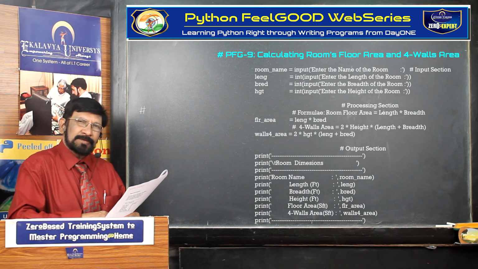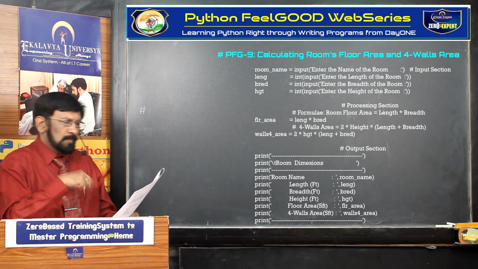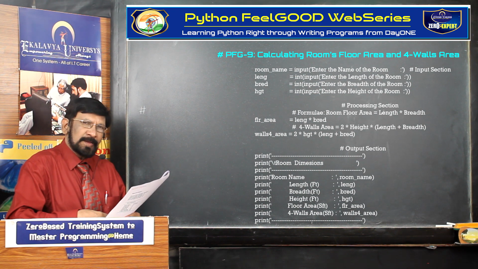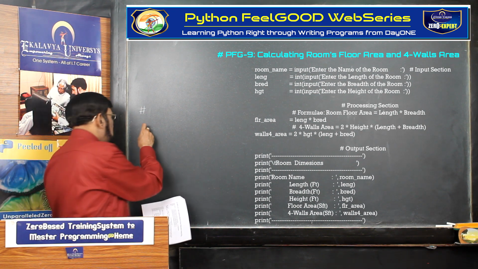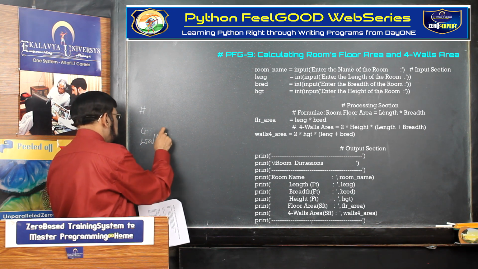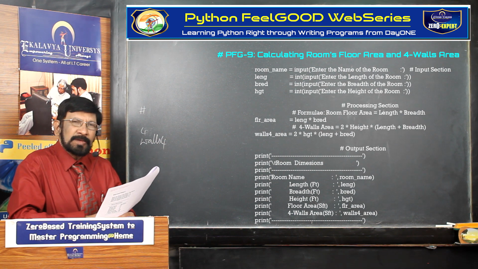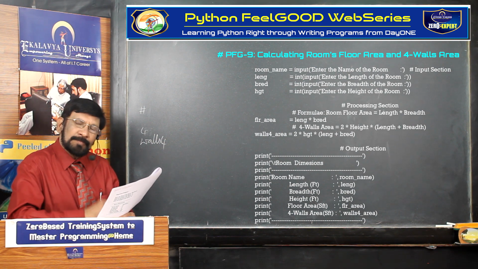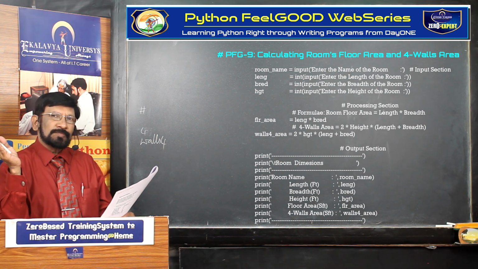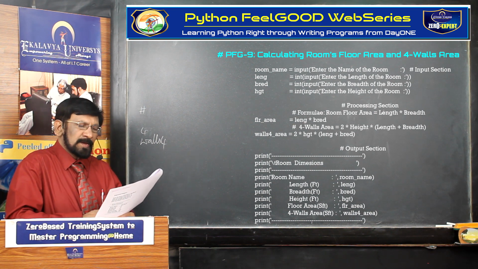Thereafter, the processing section. In this, what two output values are there? Floor area and four walls area. Actually, you should not write "four walls" as a variable name. What is the reason? The first letter should not be a digit; a digit can be used in the variable name, but it should not be the first one. That's why I used walls for area.